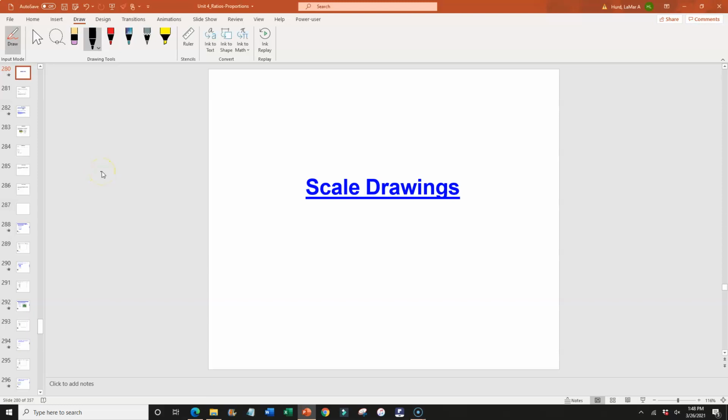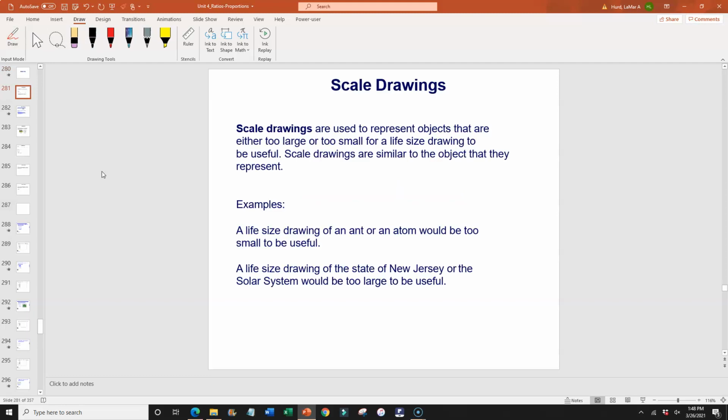Okay, we are going to work with scale drawings today. Scale drawings are used to represent objects that are too large or too small for life-size drawings to be useful. For example, architects use scale drawings all the time. They're designing big, giant buildings, and they use scale drawings to represent a ratio that is equivalent to real size.